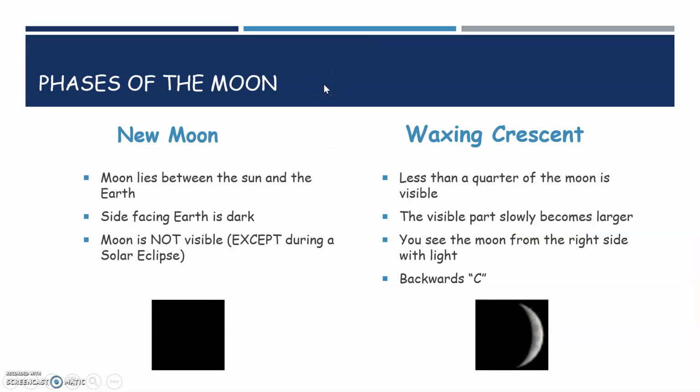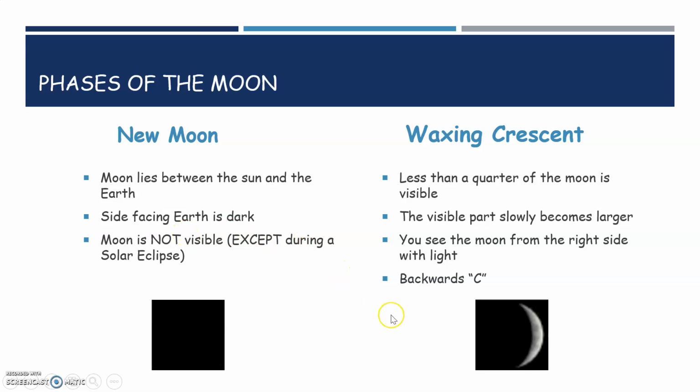All right, breaking it down. New moon is when the moon lies between the sun and the earth, and that's why it appears to be dark. The side facing earth is dark because the moon is not visible. The only way you see the moon during the new moon phase is if we are in a solar eclipse.